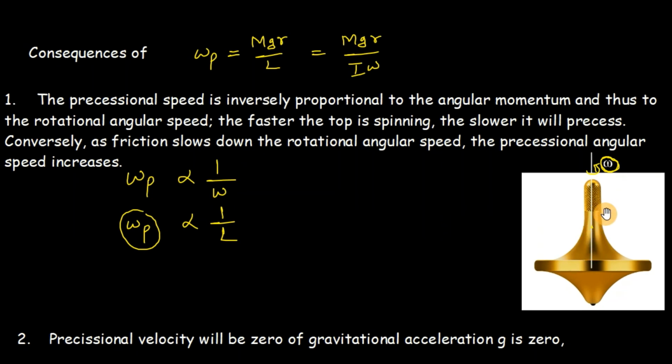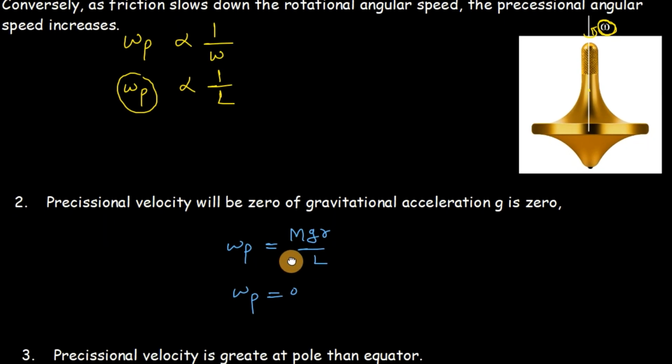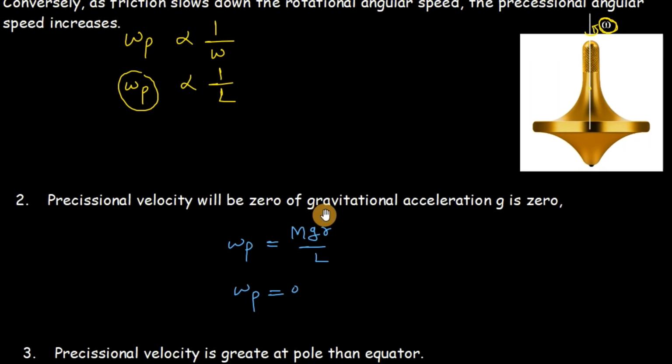But when it deviates from this point and starts motion in a conical form, then the angular velocity of this spinning top will decrease when it starts motion in the form of a conical path. So when this ω decreases, its precessional speed will increase. And point 2, the precessional velocity will be 0 if gravitational acceleration g is 0.